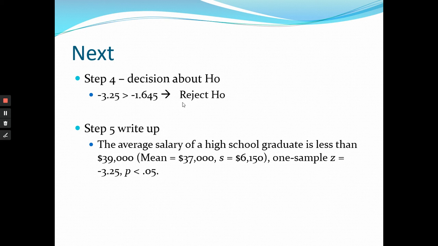And then we write it up. We start off by trying to say it in human words, and we give things like mean and standard deviations for groups or samples. We say what our statistic was, one sample Z. We say what we calculated. And then if we reject the H0, we say P is less than 0.05.